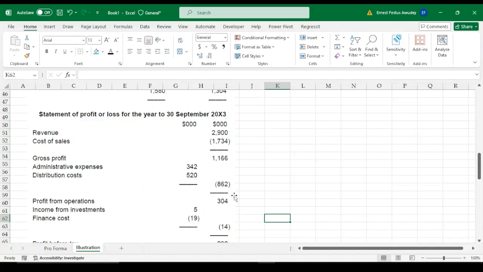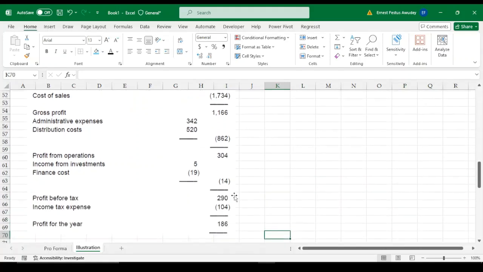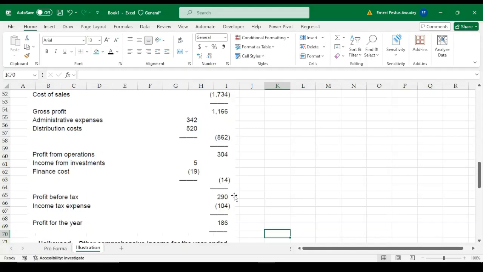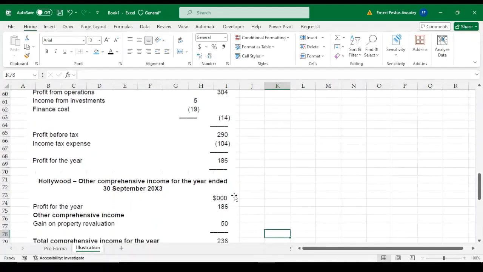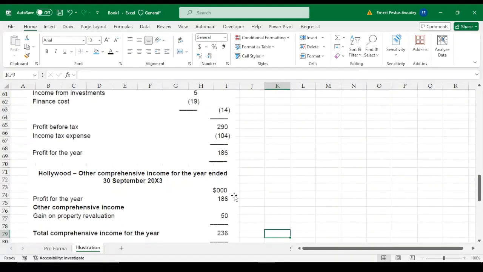Now, the statement of profit or loss for the year ended 30th September 20x3: we have our revenue, we subtract our cost of sales to obtain our gross profit. Then we have administrative expenses, distribution costs, profit from operations, income from investment, finance costs, and then we have our profit before tax. We less our income tax expense, and we have the profit for the year.